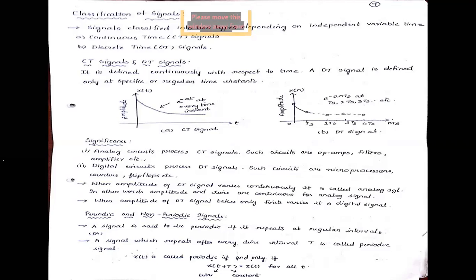Understood? So what is the significance? We can see analog circuits process continuous time signals. Such circuits are operational amplifiers, filters, amplifiers, etc. And digital circuits process digital signals. Such circuits are microprocessors, counters, flip-flops, etc. Microprocessor is one of the subjects for EC students and EEE also. There you will learn that the microprocessor is totally digital.